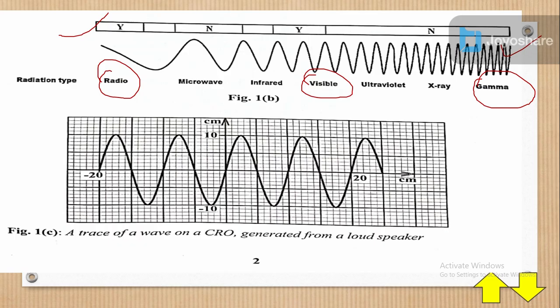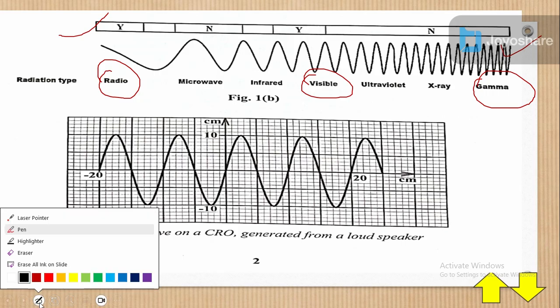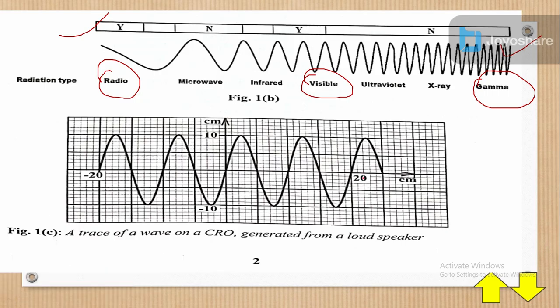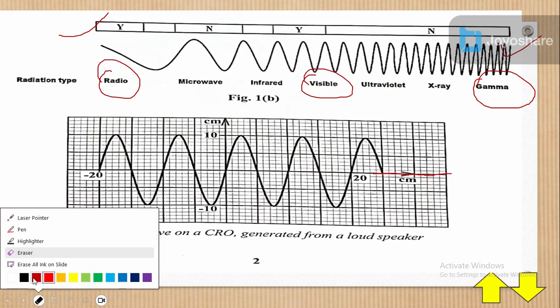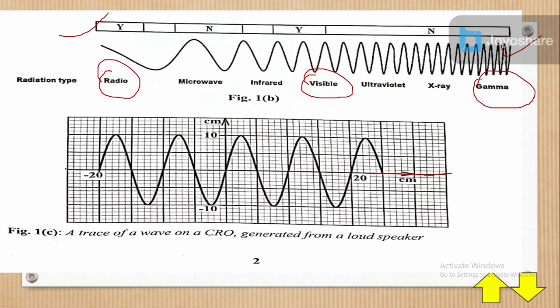Let me use some different ink. If you can see this line, the wave is going, but you can see this line here. I'll put a red line there for you to see. In simple terms, what I mean is this line here. The amplitude is the distance from that line up to where the wave ends up this side.